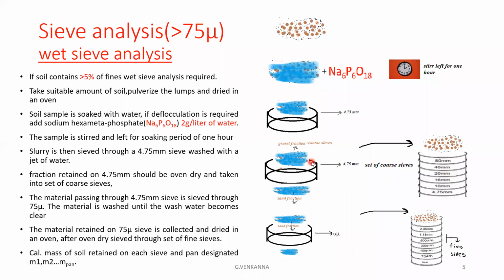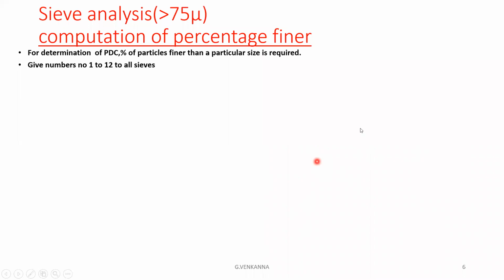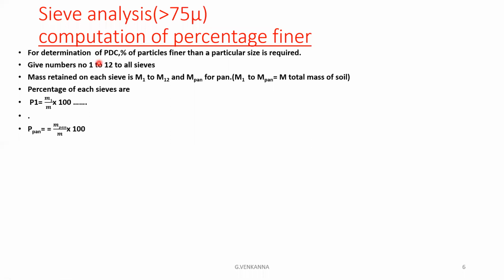Okay, next one is sieve analysis. The sieve analysis is generally used for particle sizes more than 75 micron. So in order to find the percentage, we have the process in this way for determination of the particle size distribution curve.